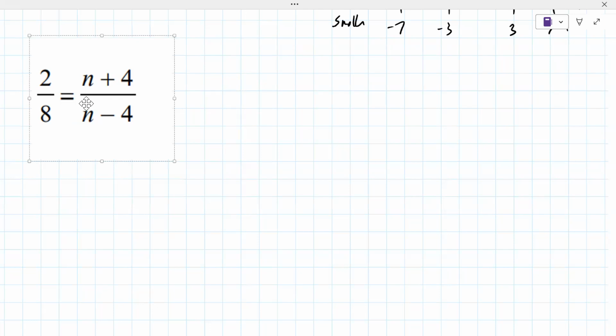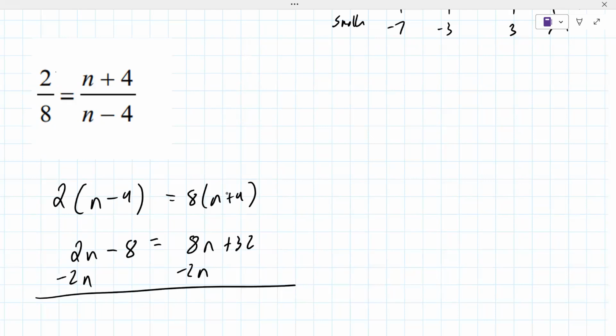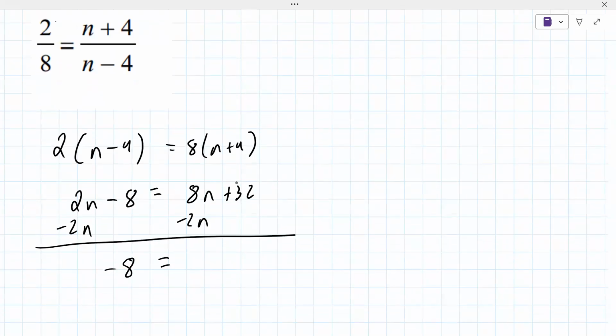I have -20 over 3n. Okay. So did you diagonally multiply, like 2 times n minus 4, 8 times n plus 4? Okay, so 2n minus 8 equals 8n plus 32. Do you have that? Yep. Okay, which is smaller, the 2n or the 8n? 2n. So you subtract 2n from both sides. Let me know where you're different. Minus 8 equals 6n plus 32. Yep. Okay.